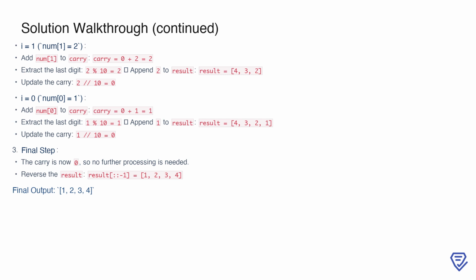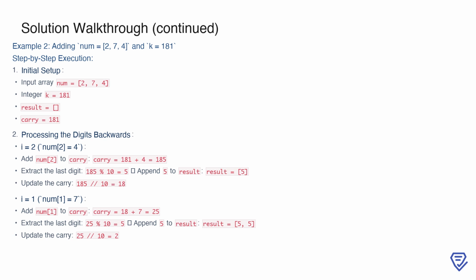At this point, all digits of number have been processed, and the carry is also 0. The final step is to reverse the result, which is currently in reverse order due to the backward processing. Reversing result gives [1, 2, 3, 4], which is the final output for this example.